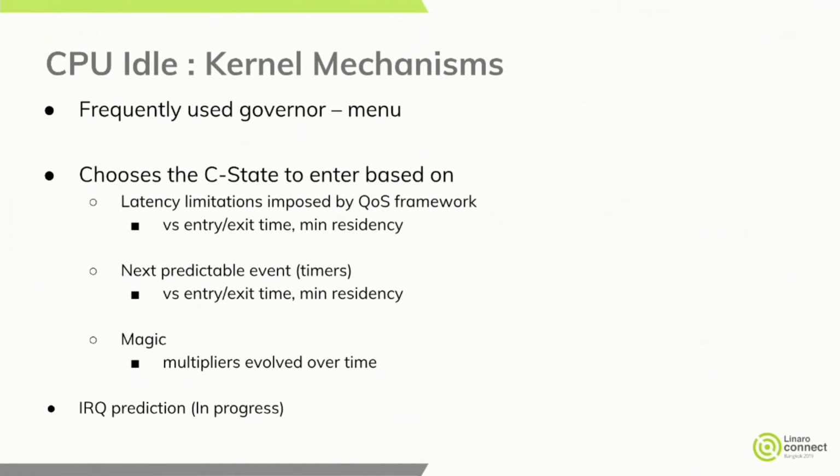So, like I said, the entity that has the algorithm that takes the decision on which C state to choose next is called a governor. There is the menu governor, there is the ladder governor, which is typically not used, and there is this new governor that has been introduced in 5.1 called timer events oriented governor. It is developed by Intel, but I don't think it is more x86 based than ARM based.